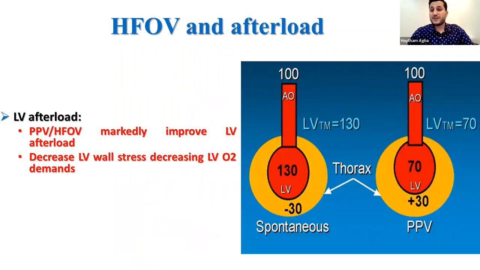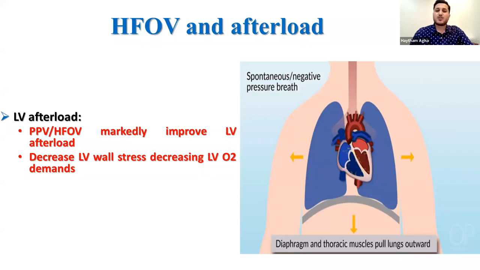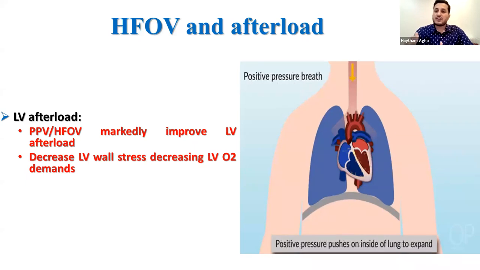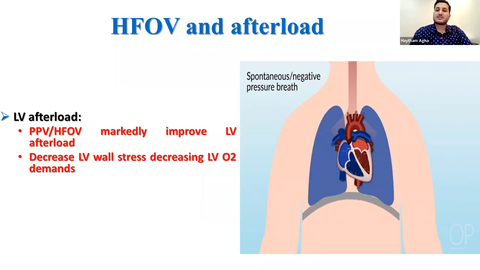Okay, so the LV is another story. LV afterload depends on what's called transmural pressure, which means the difference between pressure in the aorta and outside the aorta. In negative pressure ventilation or spontaneous ventilation, the transmural pressure is much higher than in positive pressure ventilation. This means that the afterload on the LV is lower with positive pressure than with spontaneous ventilation. The same concept applies to the wall of the LV, called LV wall stress, which means the difference across the wall of the LV. With positive pressure ventilation, the difference across the wall of the LV is low, and so the function is better and the oxygen demand is less with high frequency ventilation and other types of positive pressure ventilation.